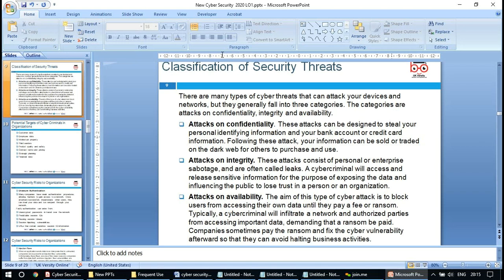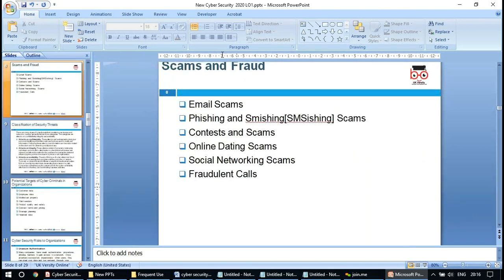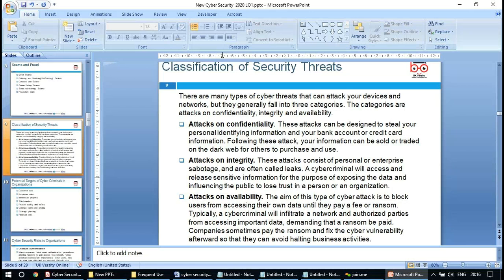personal information, something, your bank account or credit card. But when they attack on your integrity, then they change the data basically. They are often called leaks. So a cyber criminal will access and release the sensitive information for the purpose of exposing. As well as, they can change the data. So integrity is basically the reputation. They can harm the reputation by, for example, doing something to their data or stealing their data. However, the confidentiality is the stealing, but the integrity would only be damaged when something secret is leaked out.